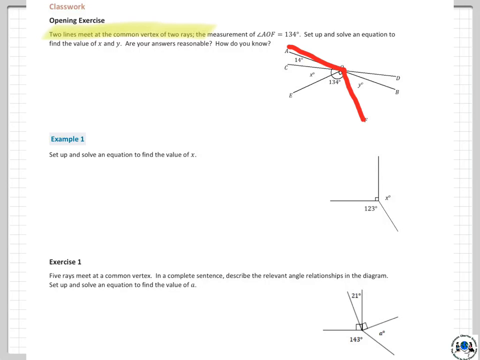That's what we know. So what you're going to do right now, on your own, is set up and solve an equation to find the value of x and y. Are your answers reasonable? And how do you know? Go ahead and do that in the opening exercise and come on back and compare it to what I have done.